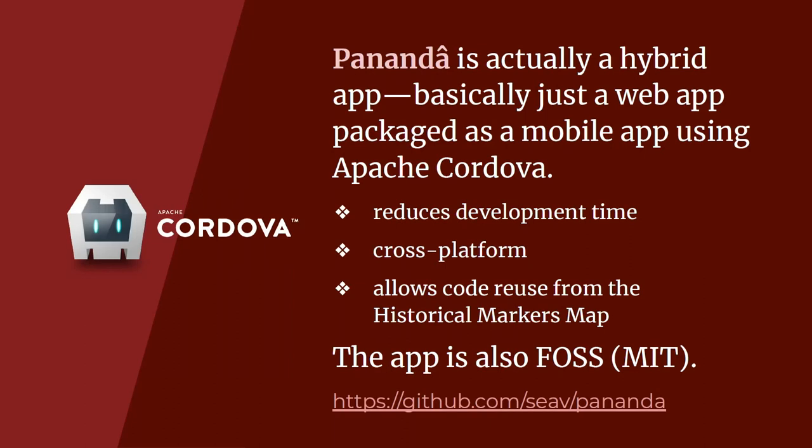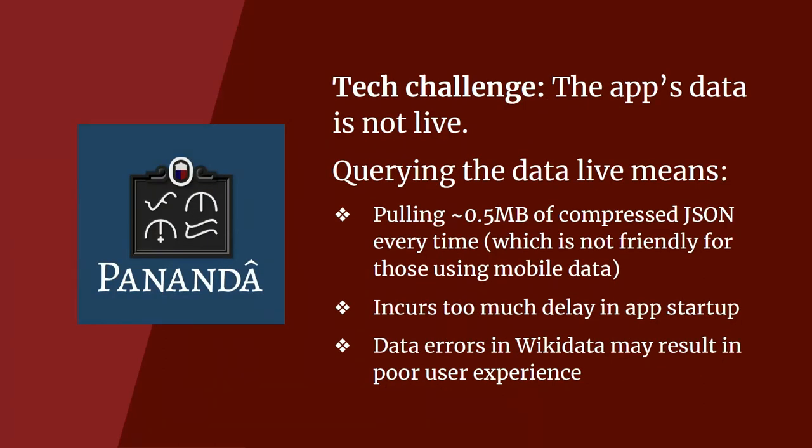So there's the GitHub repository over there. The challenge is the app's data is not live. Because if you're querying the data live, it means you're pulling around 0.5 megabytes of compressed JSON every time, which is not friendly for those on mobile data, incurs too much delay when starting the app, and if there are any errors in Wikidata, that may result in poor user experience.